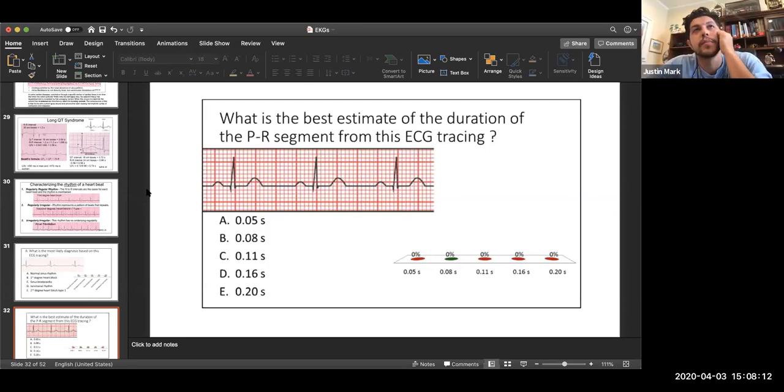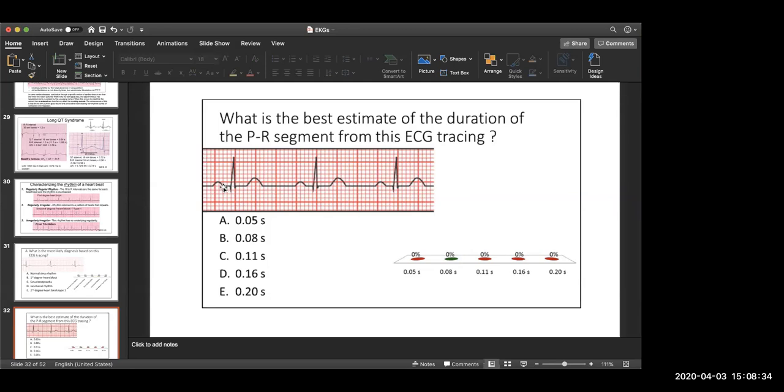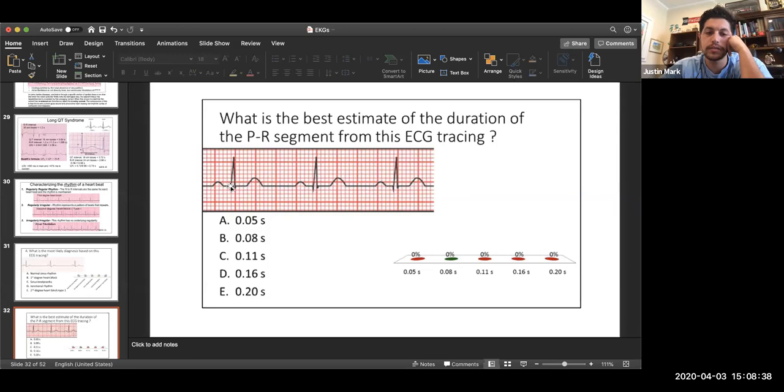I just thought of something. I may have misspoke. I may have called the segment the interval. So the PR interval is from the beginning of the P wave to here. The actual transition from the SA node to the AV node is the PR segment. Segments are isoelectric lines. So if I mixed those up, I'm sorry, I'm correcting myself now. It's the PR segment, from here to here.